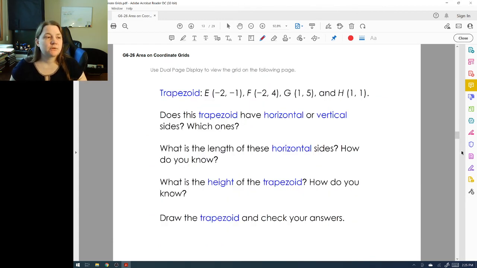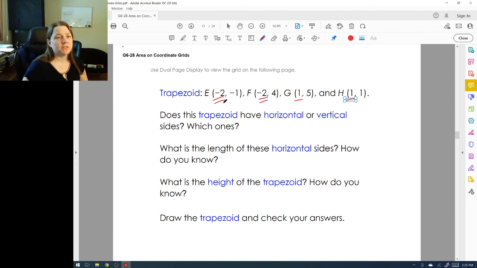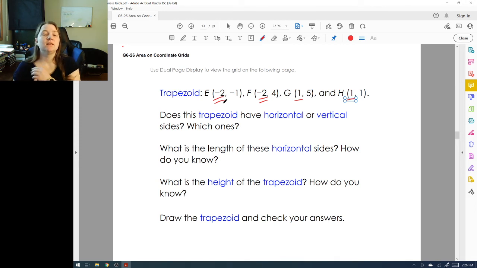Now we have a trapezoid. See if you can find the same numbers in the trapezoid. Do you think it will be a horizontal or a vertical same line? You might notice the 1 and the 1, the -2 and the -2. Do you think they will be horizontal or vertical? What is the length of the sides? How do you know? What is the height of the trapezoid? Remember, the height is going to be the distance in between the bases.